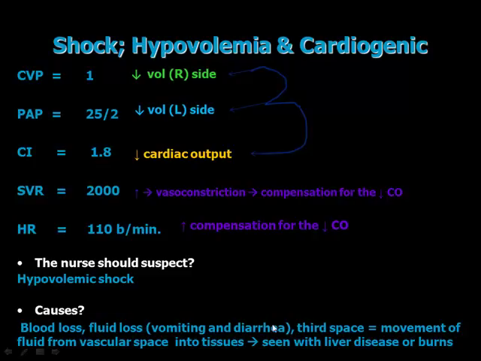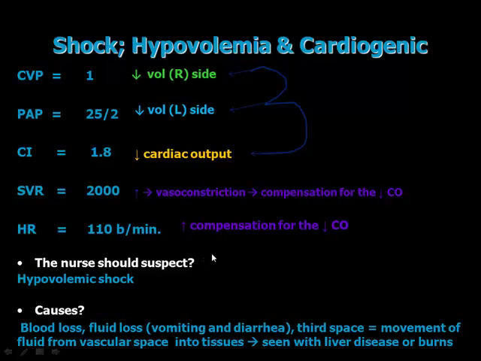Now, what could the causes be? Well, the most obvious one that we automatically think about is blood loss. If it's a trauma history, then you know, okay, blood loss. But know also that there can be fluid loss, just plain pure fluid loss from an individual that has a lot of vomiting and diarrhea. It could also be a cause of third spacing, and what that means is there's a movement of water from the vascular space into the cells.